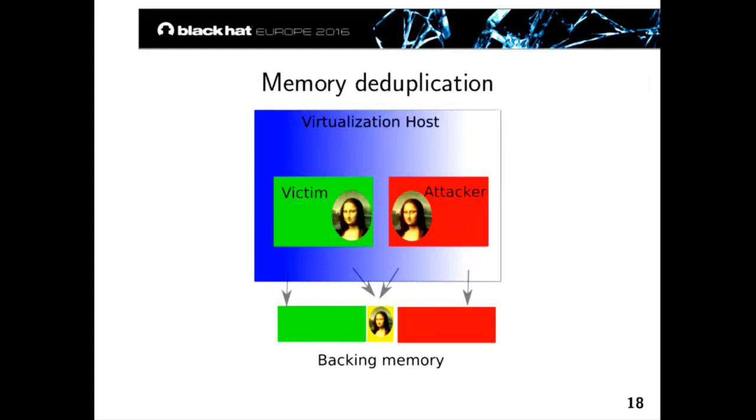So many VM hosting providers do this to save memory because there are many of the same pages. If many of the same VMs are running the same operating system, we can save memory and get more customers on the same machine. So how do we want to use this? Well, this is going to help us organize physical memory so that we can use Rowhammer to target the damage.